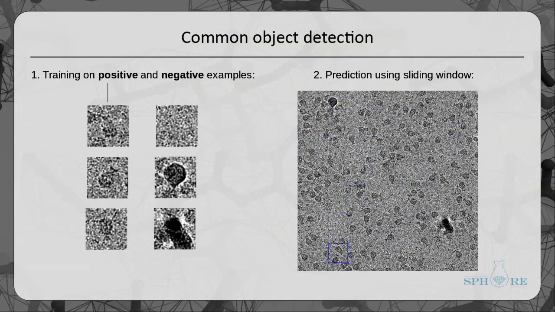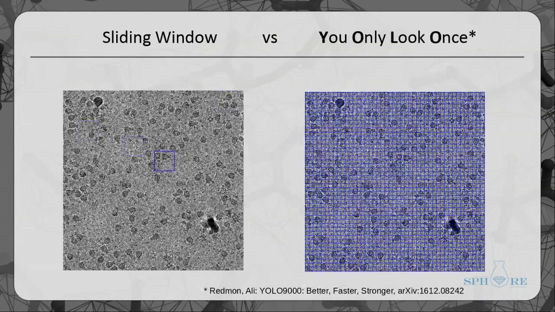An alternative approach is the so-called You Only Look Once approach. Instead of presenting multiple overlapping cropped out regions to the classifier, you put the complete micrograph into your network, and in the end you get a result where each grid cell is basically detecting one particle. I will go into the details later.